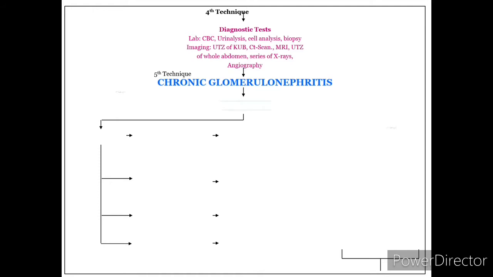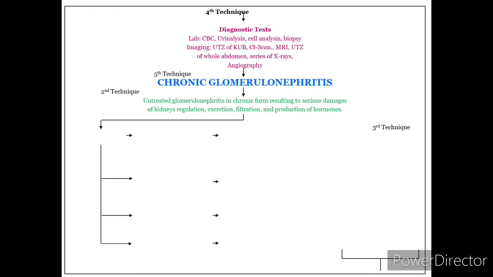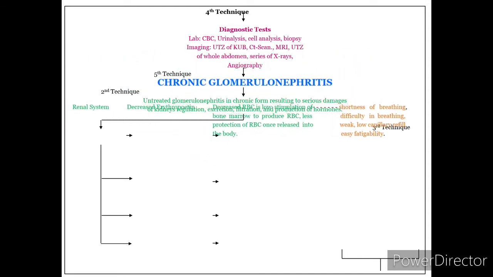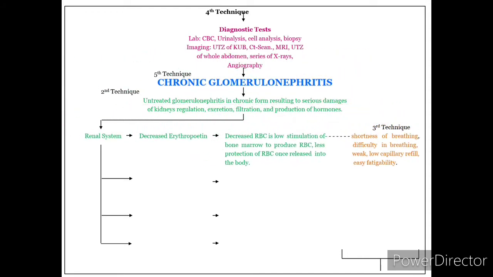Next is a common denominator again. Untreated glomerulonephritis in chronic form results in serious damage to kidney regulation, excretion, filtration, and production of hormones. Then it can lead to more serious damage of the functions, not only the physical aspect of the kidney, but again also the functions of the renal system.